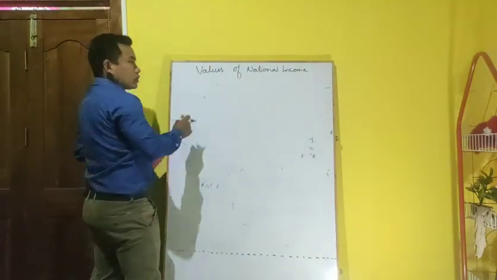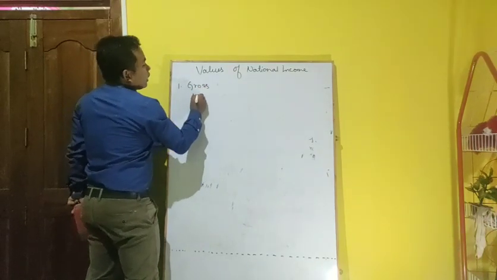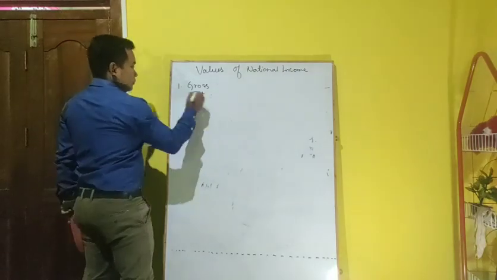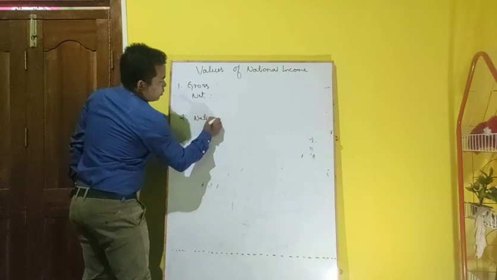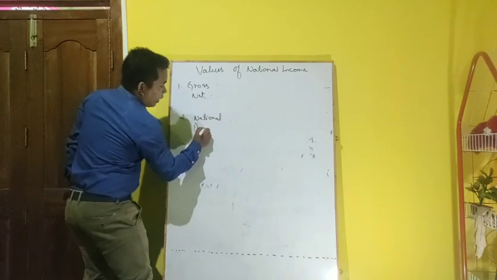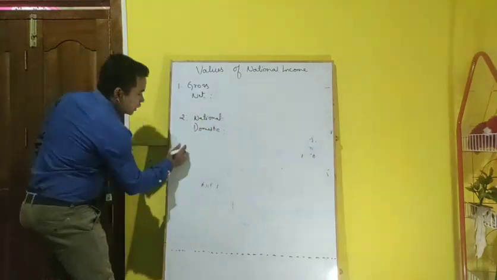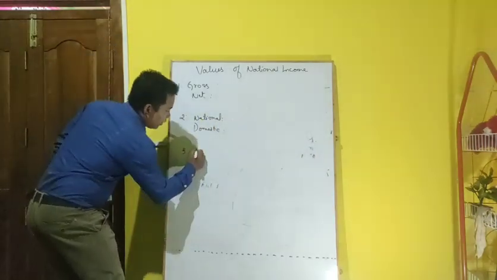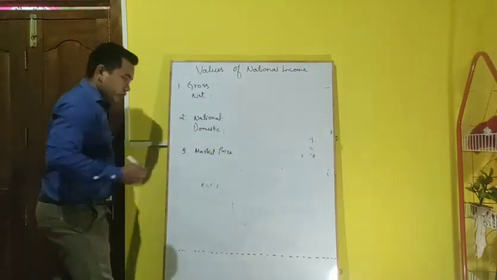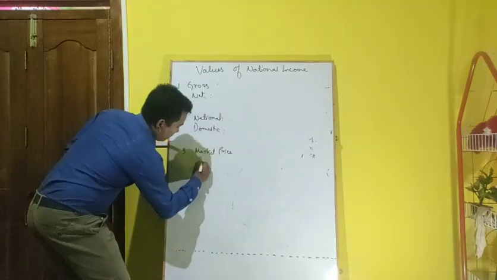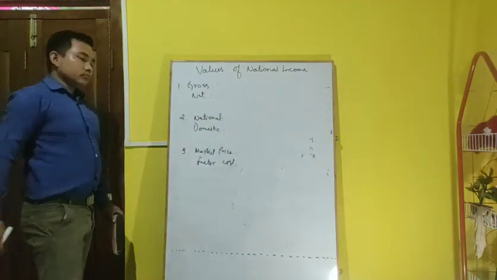So now, in the culmination for today's topic, let me conclude like this. We have the first combination, that is gross value of national income and net value of national income. And the second combination is national value of national income and domestic value of national income. Third and the final one is the market price value of national income and factor cost value of national income.